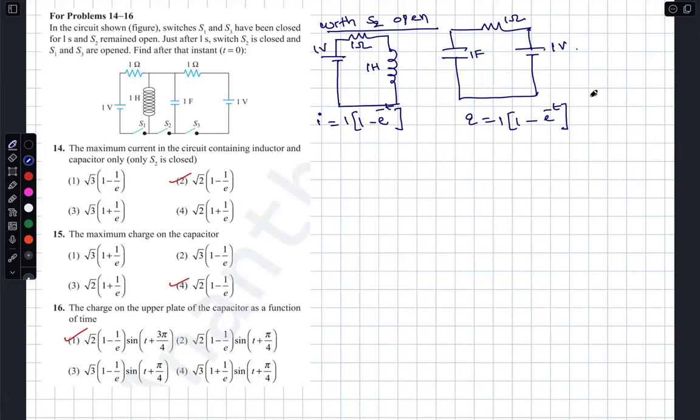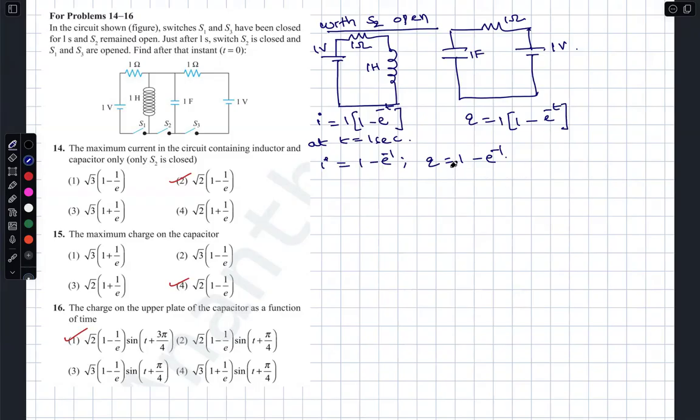That is with S2 open. Here t is equal to 1 second. Current is 1 minus e, and charge is 1 minus e. E to the power of minus 1, actually. Right.